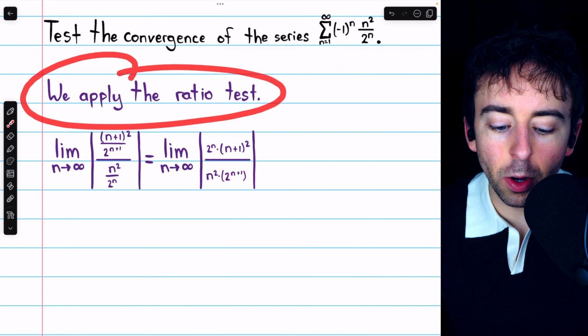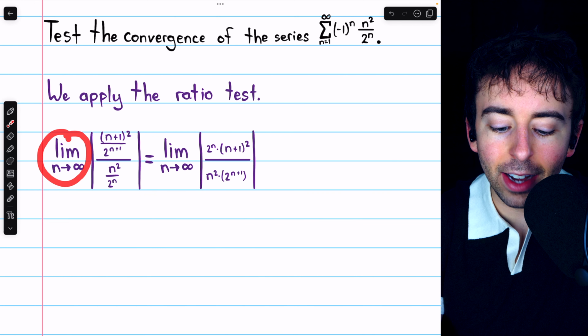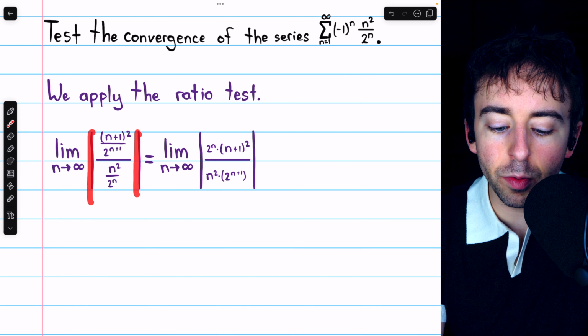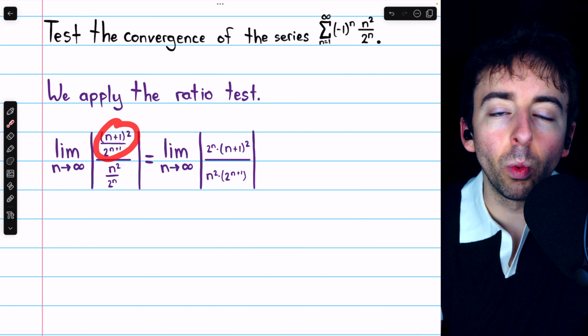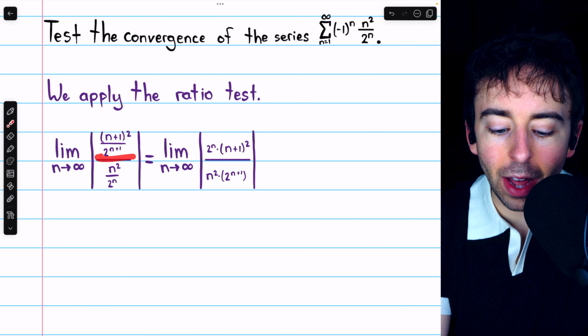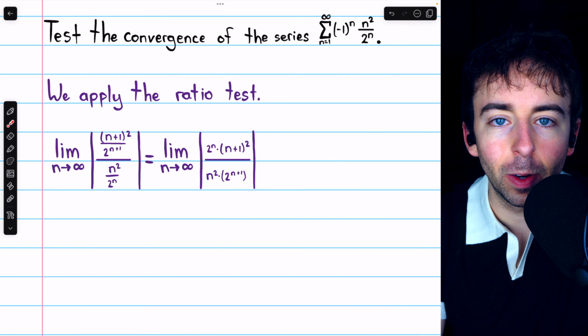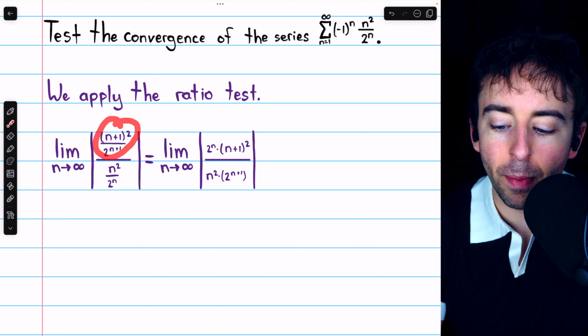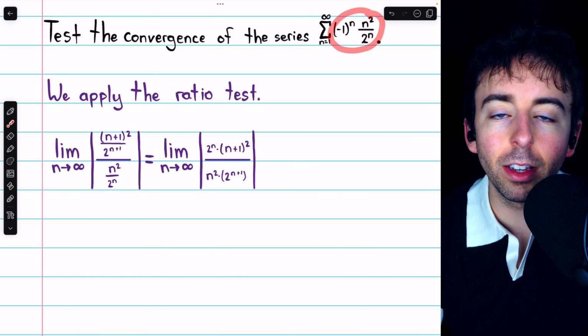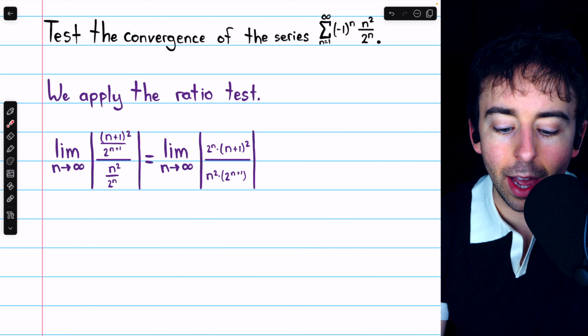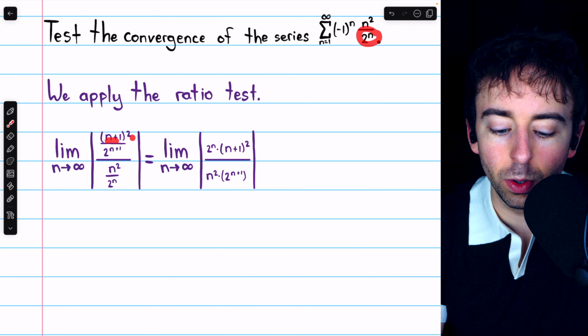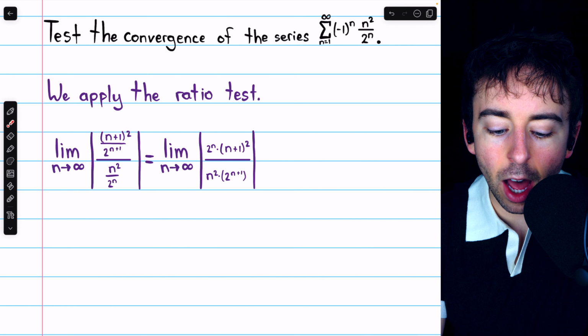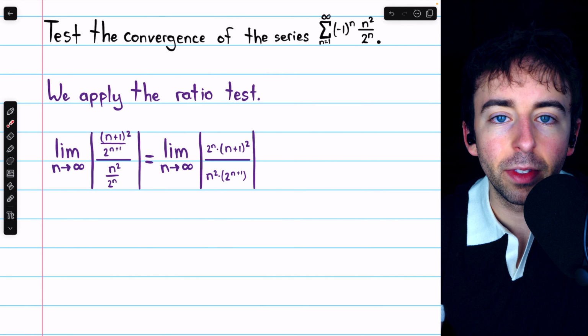So, applying the ratio test, we're looking at the limit as n goes to infinity of the absolute value of the n plus 1th term of the series divided by the nth term of the series. So the numerator is found by just taking a term of the series and plugging in n plus 1. So we have (n+1)^2 and 2^(n+1). And then the denominator is just the nth term of the series.